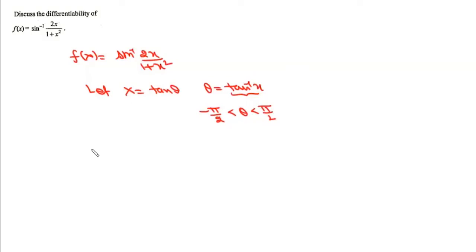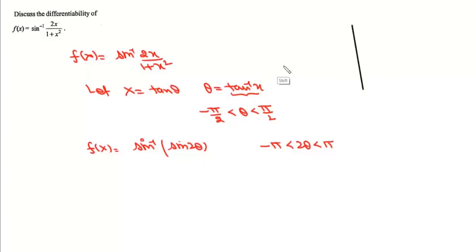Now, if we put x as tan theta, this f x will be sine inverse of 2 tan theta upon 1 plus tan square theta, which is sine 2 theta. So here we have sine inverse of sine 2 theta, where this angle 2 theta will lie between minus pi and plus pi. Now we have to use the self-adjusting property of sine inverse, and for that we'll use the graph of sine inverse of sine x.